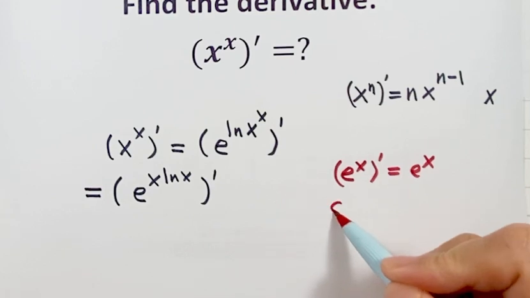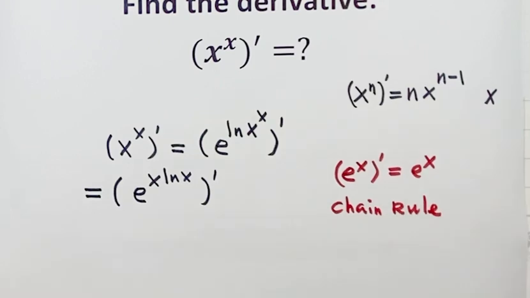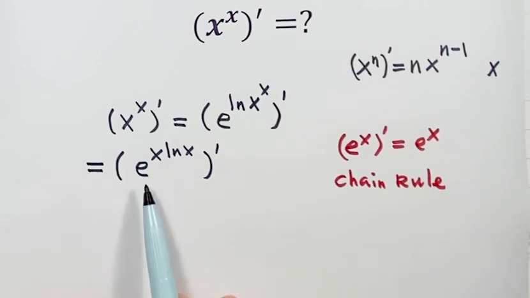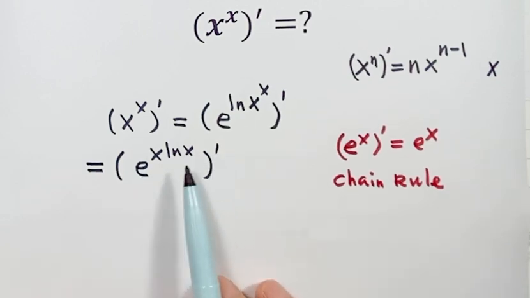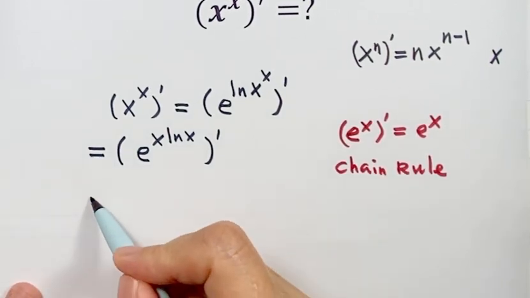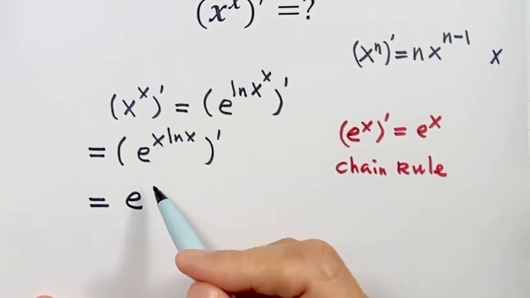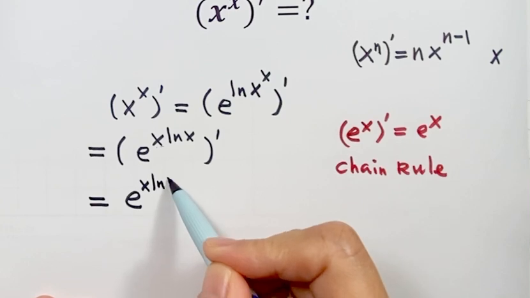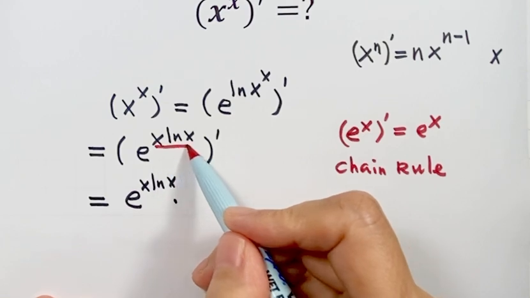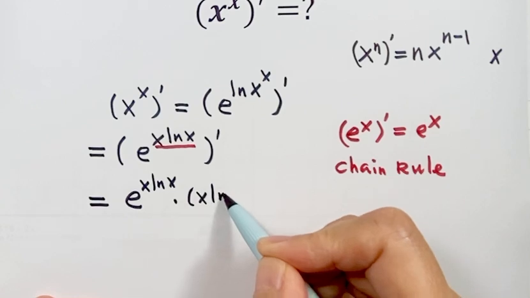So, use the chain rule. What's the chain rule for this case? Chain rule means, first, for the bigger function e to the power, take a derivative. For this case, just itself. Then whatever is in the power, we copy as is. Then multiply by the derivative of the inside function.